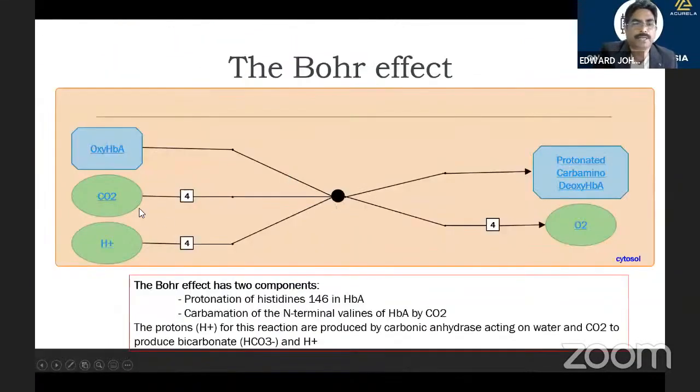I will simply explain. When the oxyhemoglobin reaches the tissues, with tissue metabolism carbon dioxide production will be high and the environment will be acidotic. This carbon dioxide and hydrogen ion cause protonation and carbamation. When protonation and carbamation occur in the hemoglobin, the oxygen will be released. So that is the Bohr effect. Wherever hydrogen ion and carbon dioxide act on the hemoglobin to release and increase the uptake of oxygen, it is called the Bohr effect.